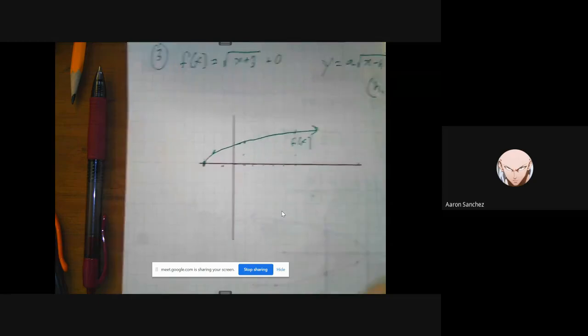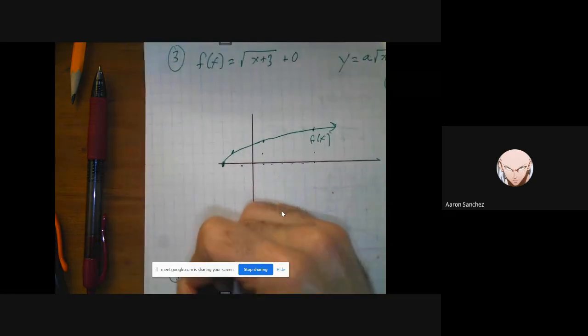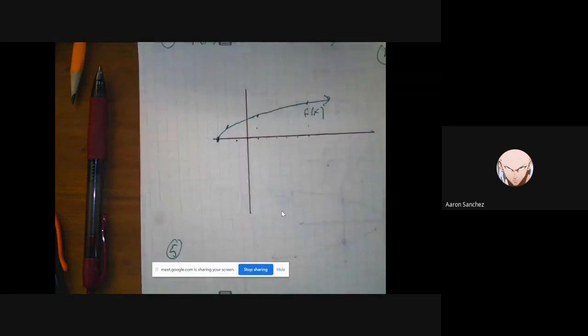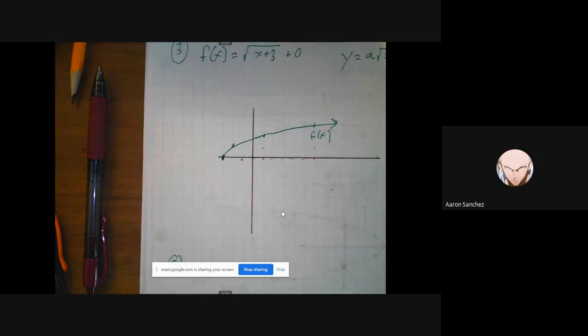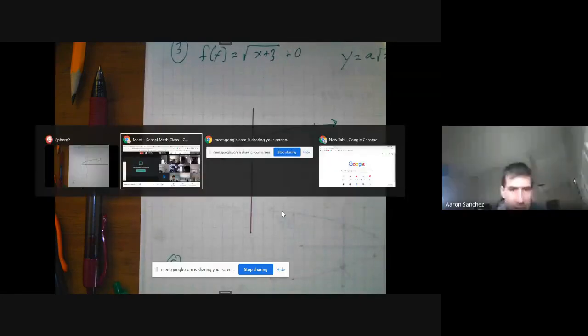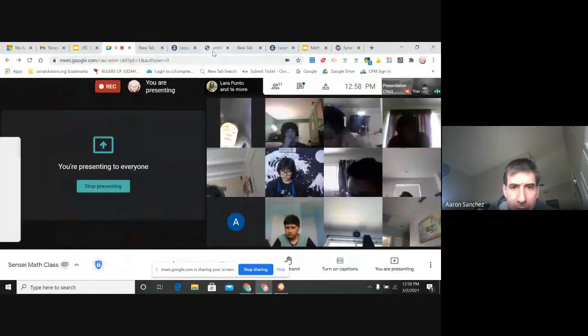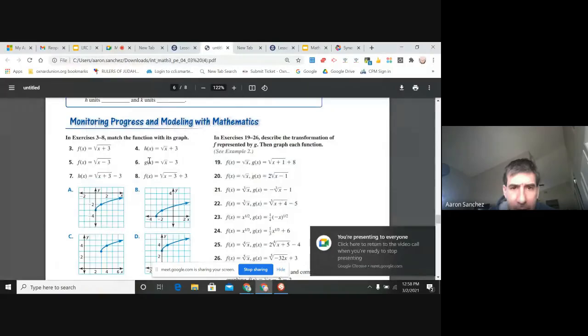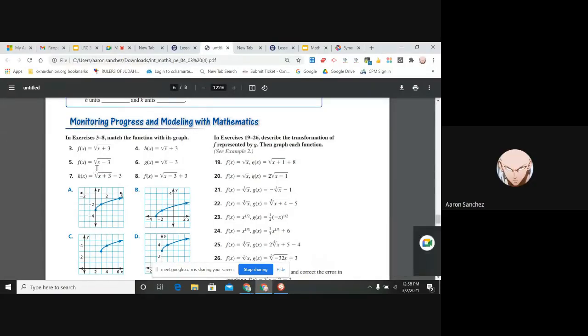Boom. Let's move on. I think we do 5 next. Are there any questions on how to graph that? That's all you got to do. Any questions? Because I'm moving on. Okay. Oh, look, it just has the picture here. f of x equals square root of x minus 3. So what would that be? Match each function.